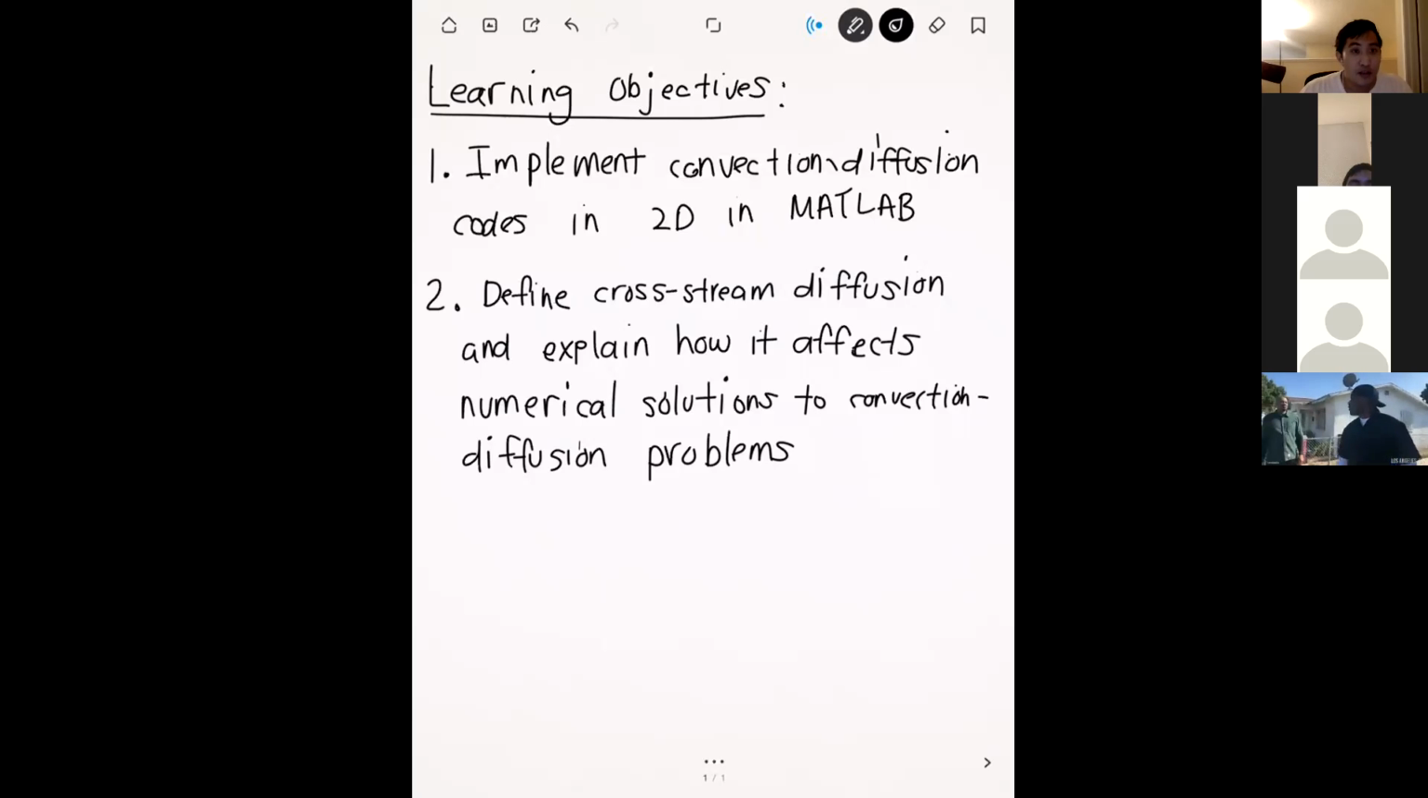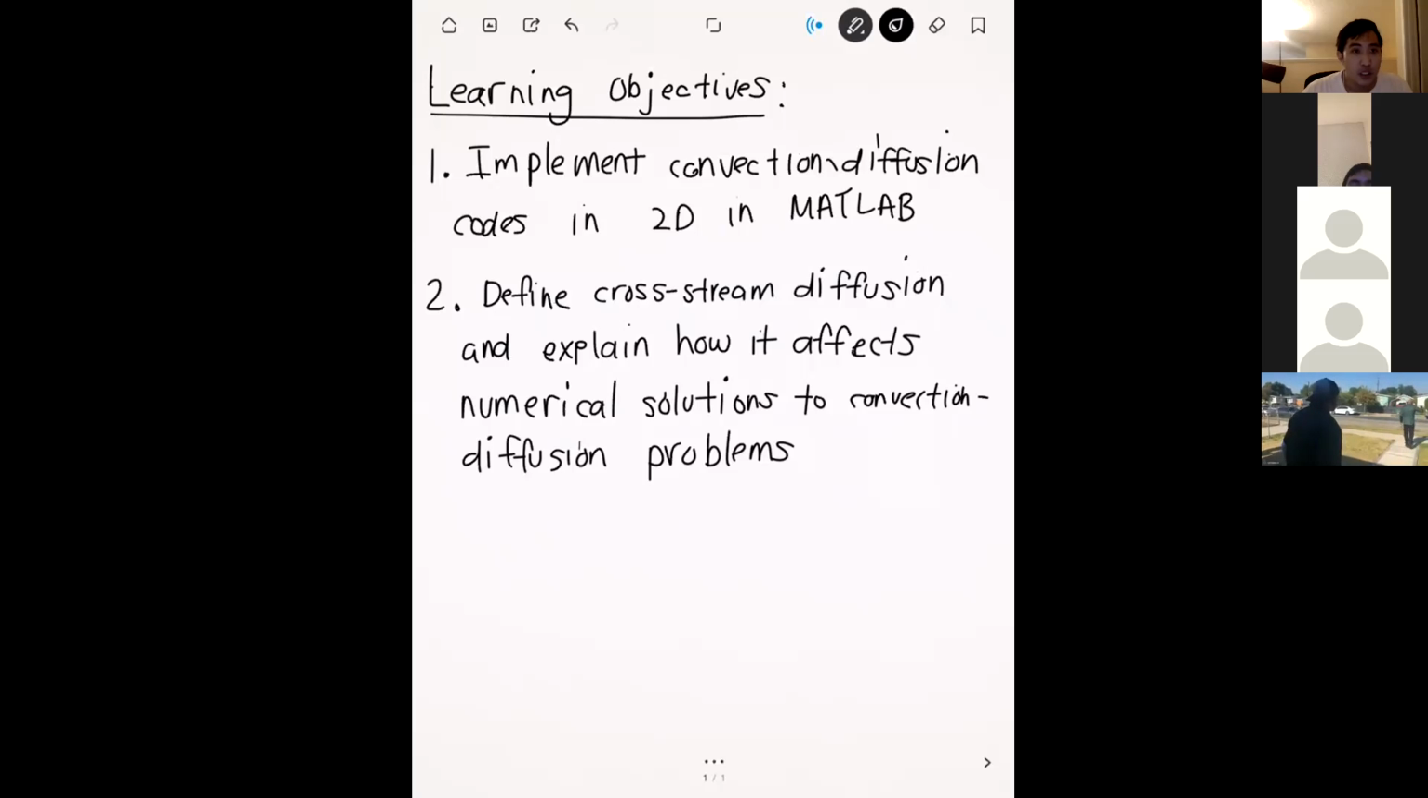Okay, so today the plan is to finish up our lecture notes on convection. Part of this, we're going to do a class activity where we implement a 2D code together. The class structure is going to be very similar to what we did last Monday with the 2D diffusion code, except this time we're going to be adding convection to it.